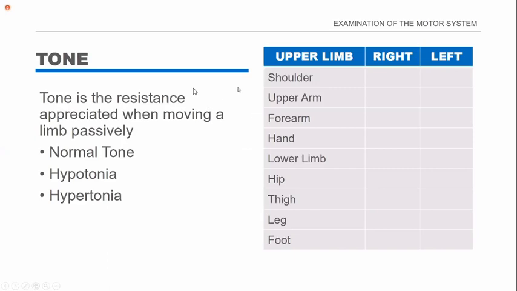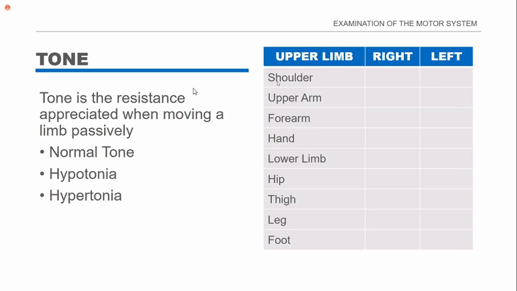I have also provided links of these examinations at the end of the video. So after inspection or after this arm drift, we come to the tone. During inspection we also look for muscle bulk and wasting. Tone is the resistance which you appreciate when moving a limb passively. Tone may be normal, reduced, which is called hypotonia, or increased, which is hypertonia. Hypotonia is reduced resistance, but hypertonia is increased resistance and may be rigidity or spasticity.